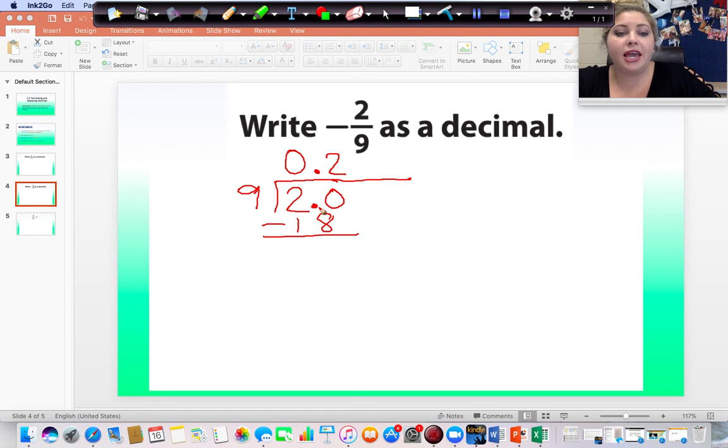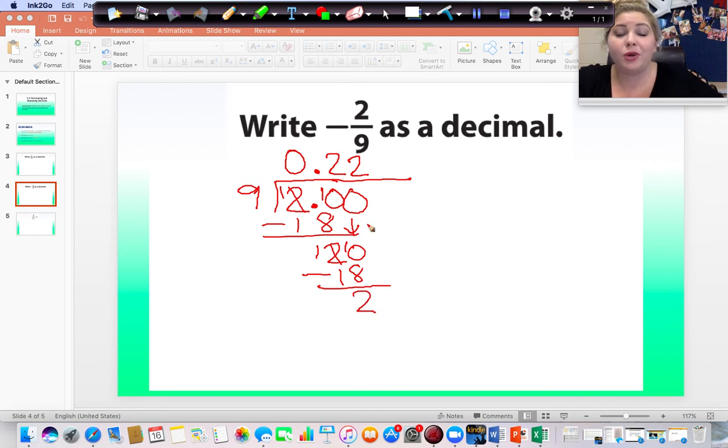Subtract. I cannot take 8 from 0, so I need to borrow. 10 minus 8 gives me 2. Annex a 0 and bring it down. 9 goes into 20 2 times. 2 times 9 is 18. I cannot take 8 from 0, so again I have to borrow. 10 minus 8 gives me 2.